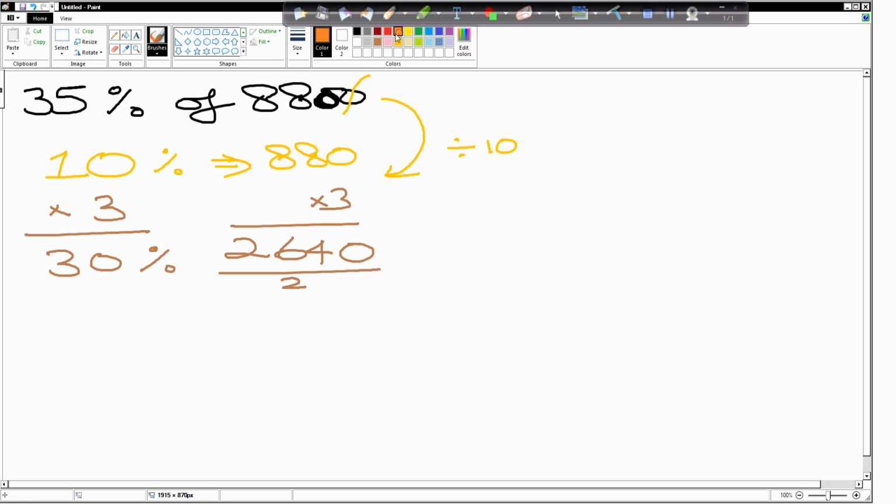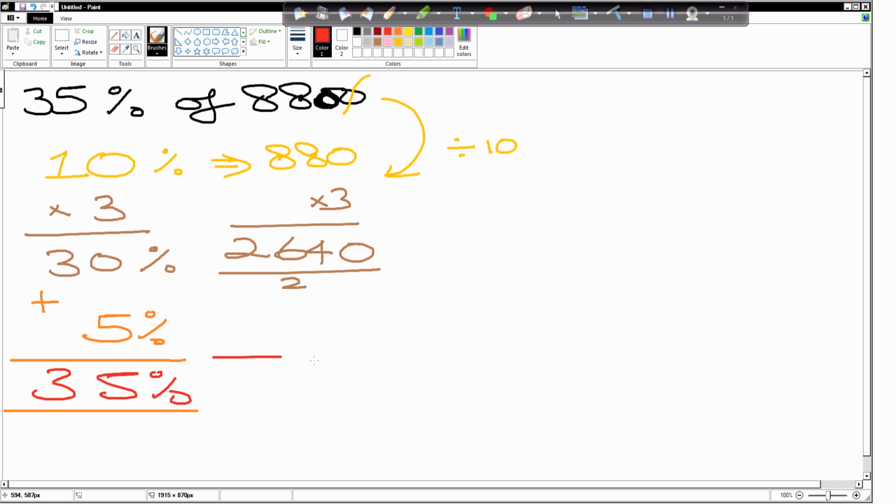Well, what's left now? Come on, sit down. What is left? How much more do we need? What do we need to add to 30% to give us 35%? We need to add how much? 5. So 30 and 5 will give us 35. Okay, I'm going to remove this for the moment because we don't need it there. It's going to get in my way actually, so get rid of it.